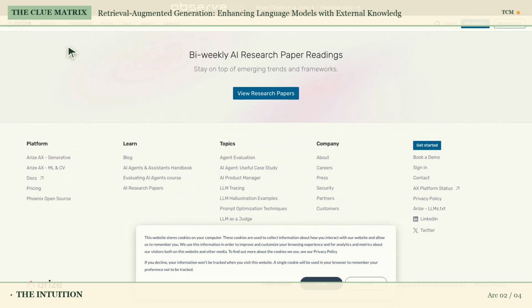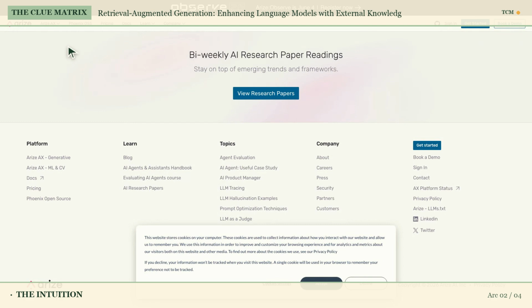This concept of external memory isn't new. Databases have been around forever. But the innovation here is making that retrieval differentiable and end-to-end trainable with the generator. So it's not just a hard-coded lookup. The system learns what to retrieve and how to use it through training. That makes it much more powerful.